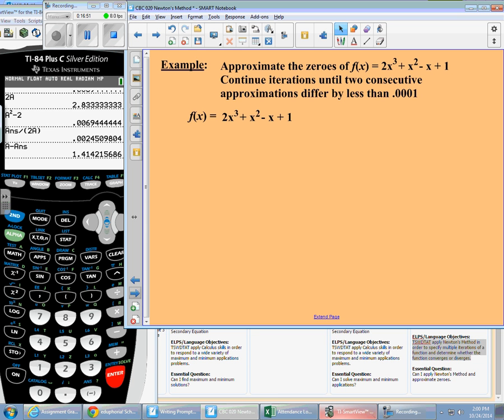So we have a function, 2x cubed plus x squared minus x plus 1. We need the derivative of that function, and very easily we can arrive at that being 6x squared plus 2x minus 1.